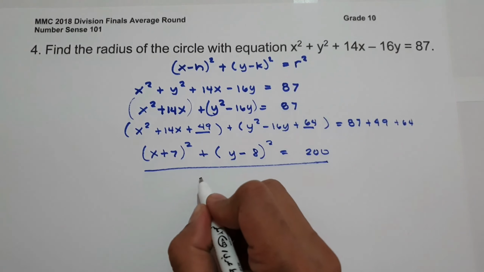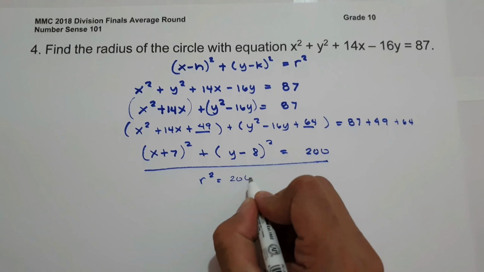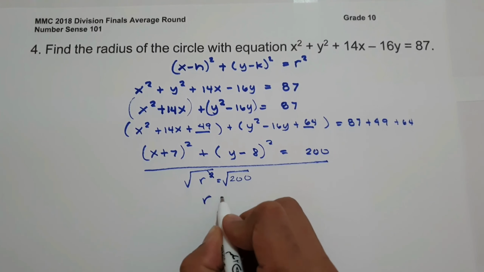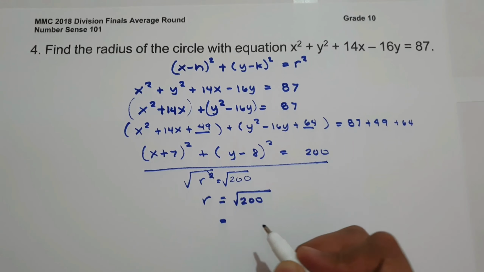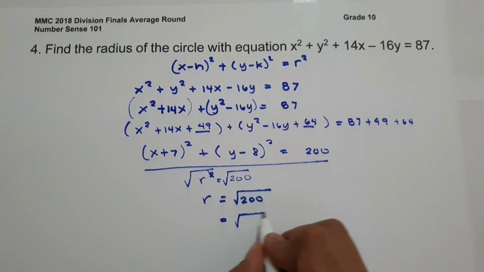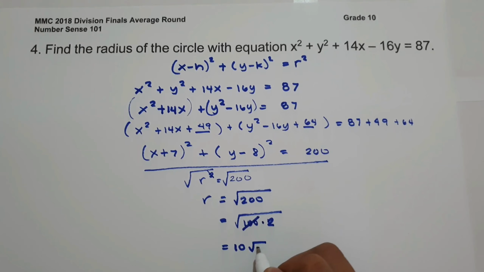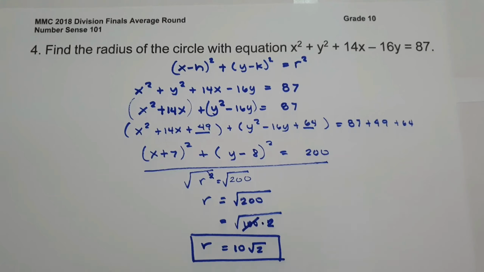Therefore, since the radius term is r squared, the value of r squared is 200. So let us square root both sides, and let us cancel this one. So the radius is the square root of 200. Since 200 is not a perfect square, but it is factorable, let us find the factors of 200. Which one of the factors is a perfect square? That is 100 multiplied by 2. So the square root of 100 is 10, and then we have the square root of 2. So therefore, this will be the radius of the circle, 10 square root of 2.